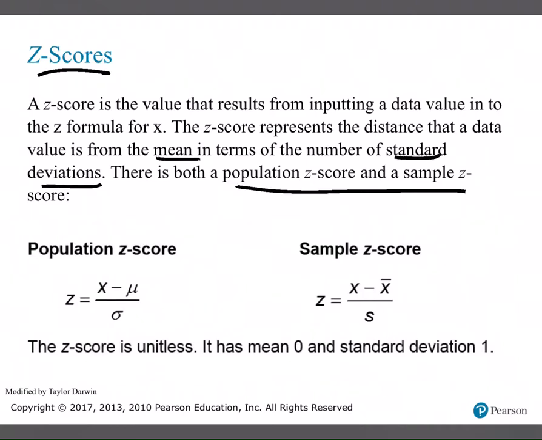There is a population and a sample z-score, right? Like everything else. Really the only difference is with population we're using mu and sigma, and with sample we're using x bar and s. You go about finding the z the same way. And a z-score is unitless. And when we talk about z-scores, the mean is 0 and standard deviation is 1.